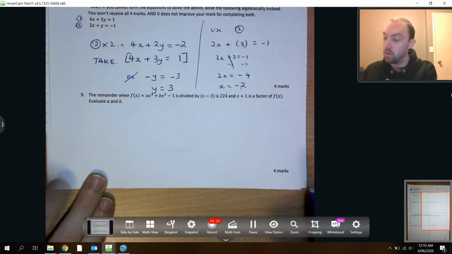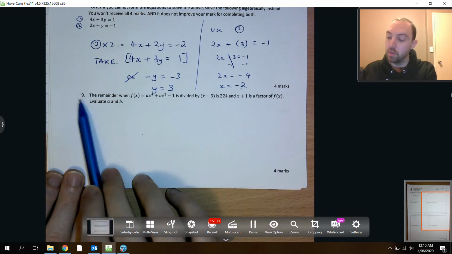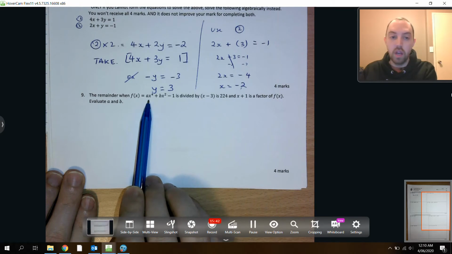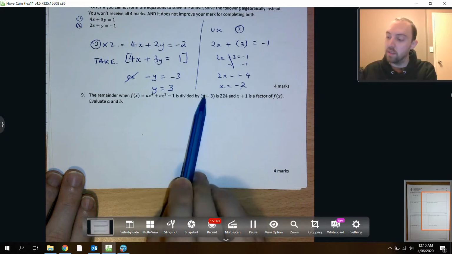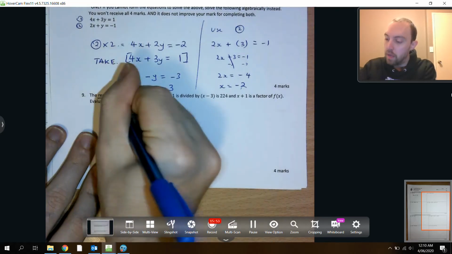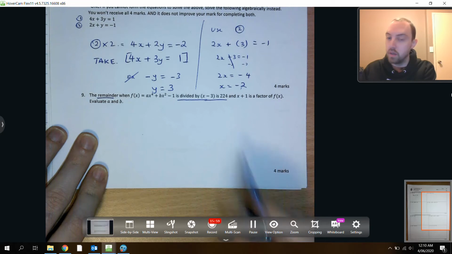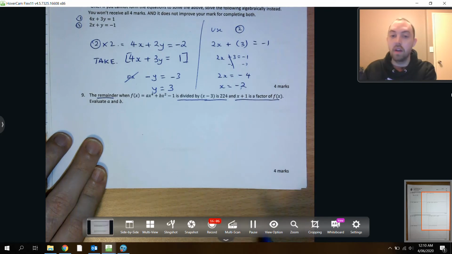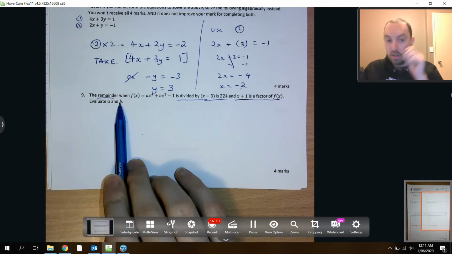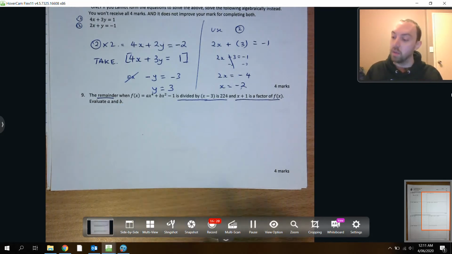This is a tricky one. We've got to use quite a bit of information here about our polynomials. We're doing question 9. The remainder when the function f of x is equal to ax to the power of 4 plus bx to the power of 2, take 1, is divided by x take 3 is 224. That's my first bit of information. And x plus 1 is a factor of f of x. So there are 2 bits of information here, and I'm trying to find a and b. 2 bits of information, 2 unknowns, definitely going to be a simultaneous route, or most likely will be anyway.